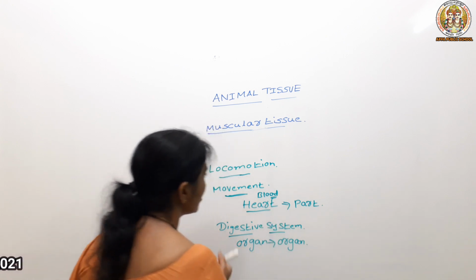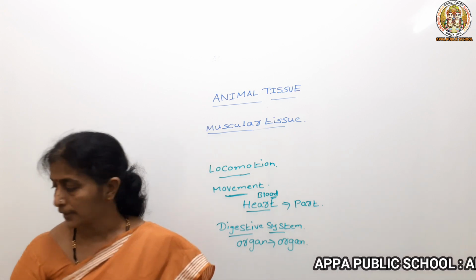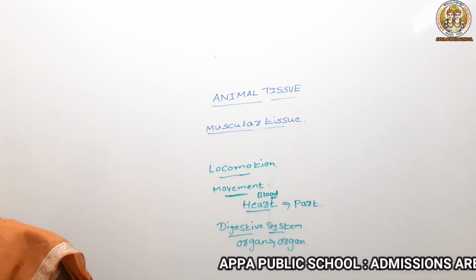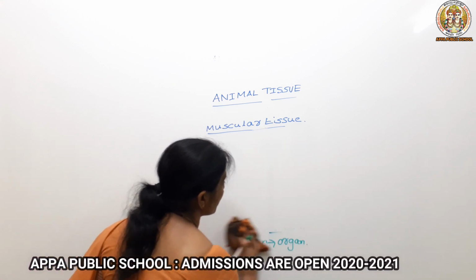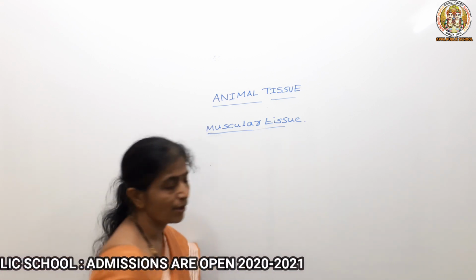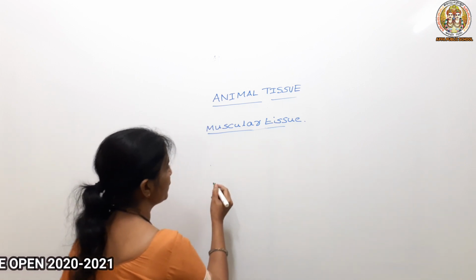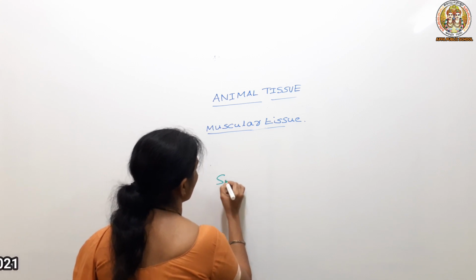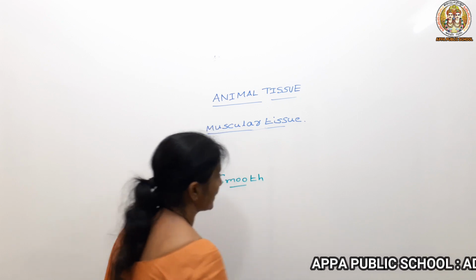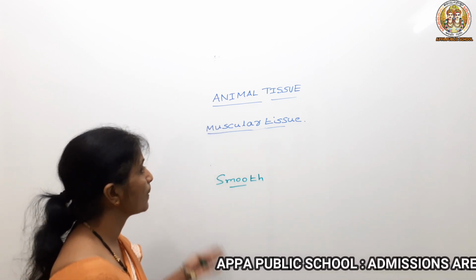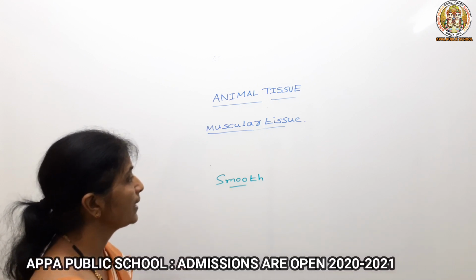So what about involuntary muscle? Involuntary muscle also has contraction and relaxation, but it is very low because these are not under our control. That's why in case of the involuntary or smooth muscle, you can see the contraction and relaxation is very low as compared to the first and third. So this is about the muscular tissue.